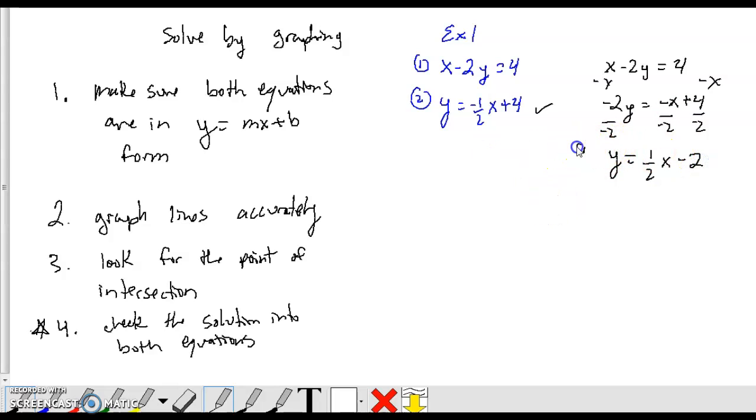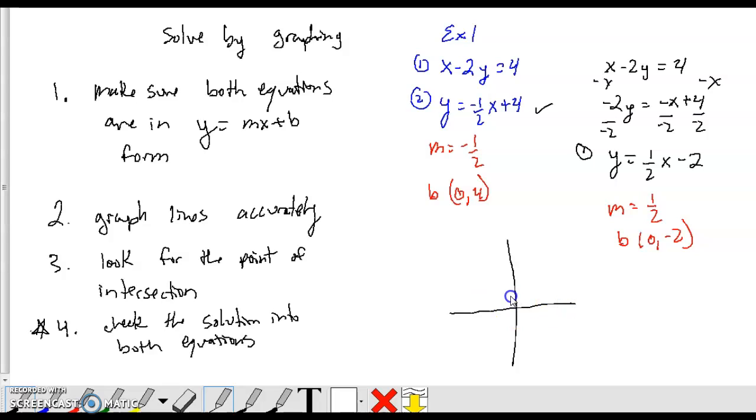So now I've got my first equation and my second equation, and we want to plot, right? We want to make sure that we plot our slope. So our slope is negative 1/2, and our b value is 0, 4. And over here, our slope is 1/2, and our b value is 0, negative 2. So go ahead and plot the b value and use your slope. So 0, 4, so 1, 2, 3, 4. I'm just going to go to 5 all the way around.